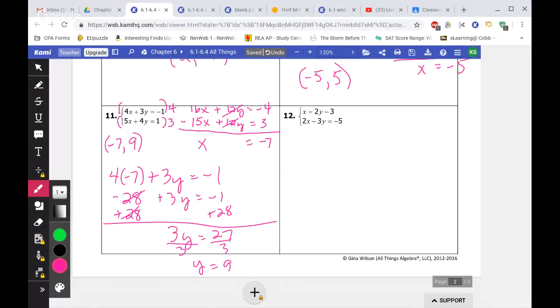And you need to remember, when you're doing these, make sure you write down the final solution set, the ordered pair that makes it a solution.